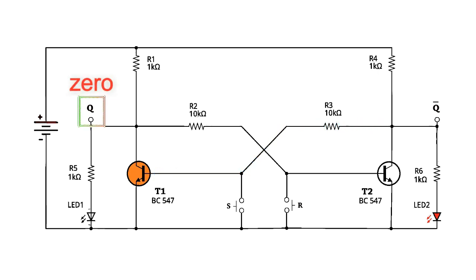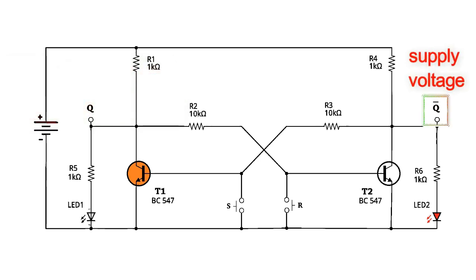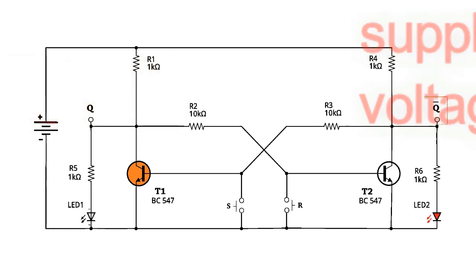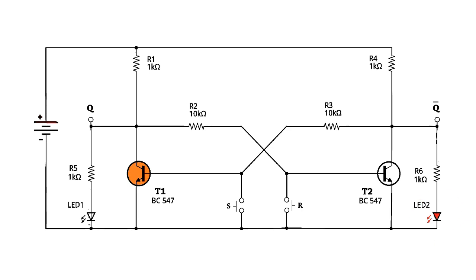The voltage drop at Q is zero, while that at Q' equals the supply voltage. The LED, which is optional, at Q' is turned on, while that at Q is turned off.